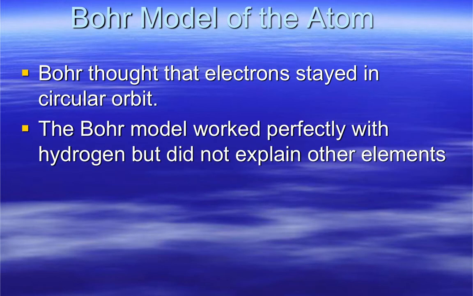The Bohr model of the atom by Niels Bohr was thought to be like the electrons kind of stayed in a circular orbit, almost like planets rotating around the sun. And it really did work perfectly with hydrogen, but didn't explain the other elements at all. Even though Bohr was right about there being energy levels, we now know that electrons don't orbit around the nucleus like planets rotate around the sun.